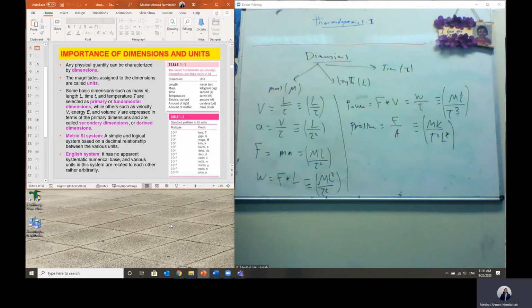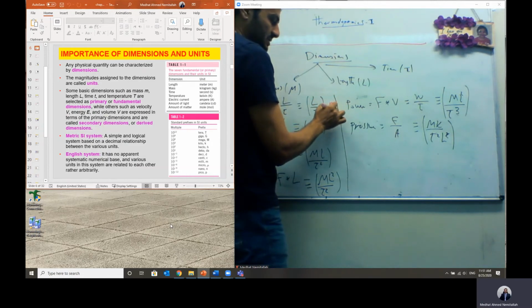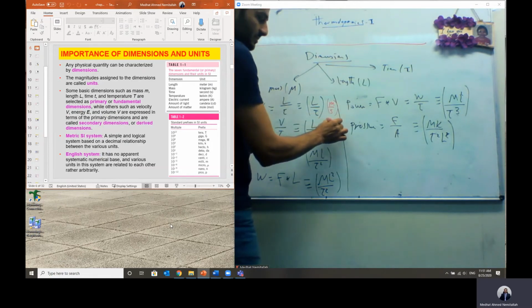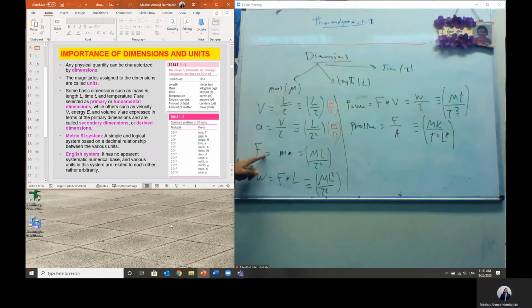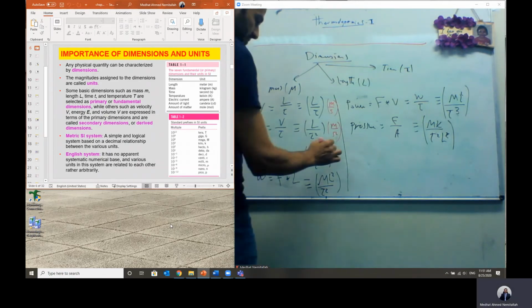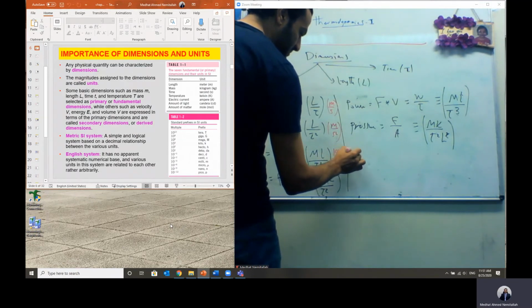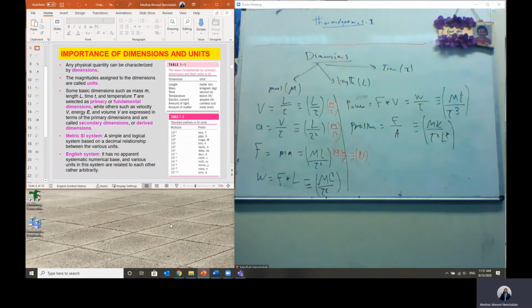Like, what about the unit? Each quantity has its own unit. Like here, the velocity is distance over time, so the unit in SI, the standard system of unit, is meter per second. For the acceleration, it is velocity over time, so it is meter per second square. For force, it is mass by acceleration, so it is kilogram meter per second square, which is called Newton.